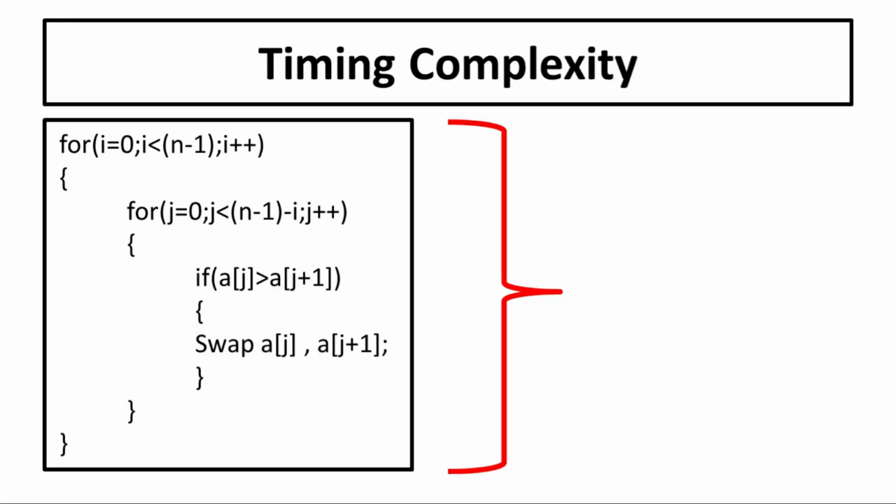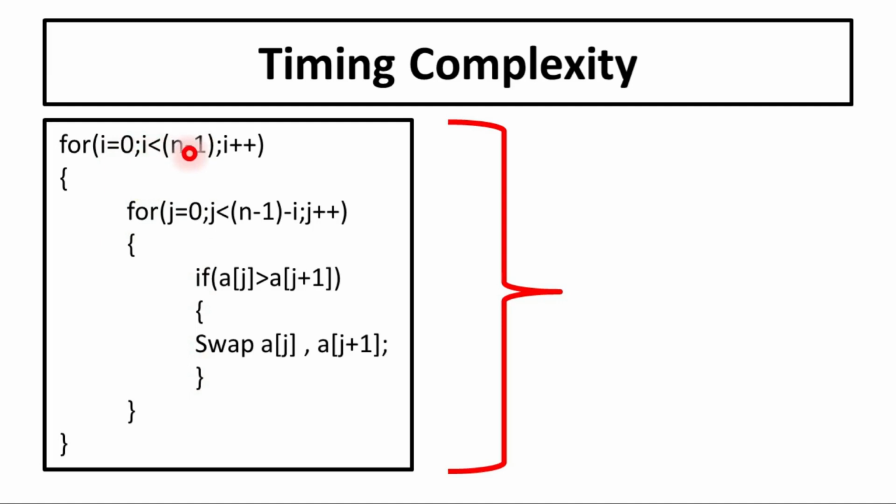Think about the time complexity of bubble sort. To calculate time complexity, we'll count only the loops that are used to do this job. So here are the main loops, two nested loops that are used to finish our job. That is the reason why I have taken only loops into account.